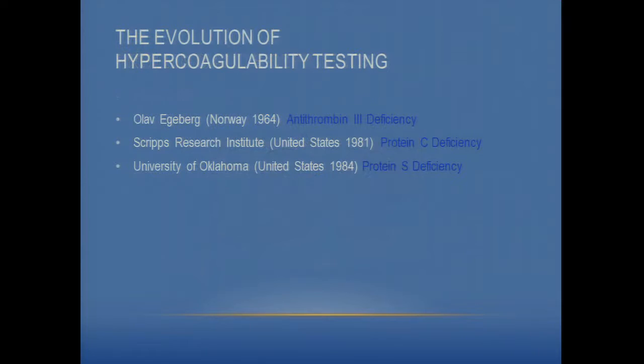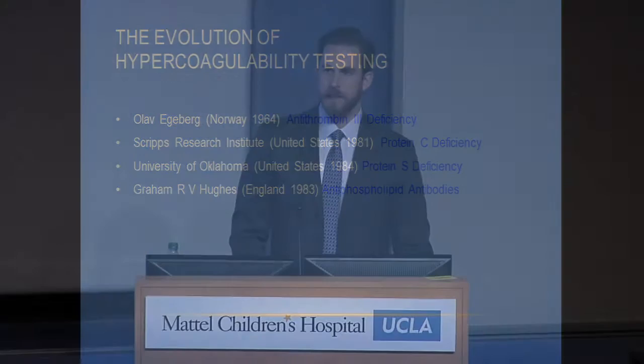Moving down the evolution of testing, in 1983 in England, there was a doctor who really for the first time wrote an in-depth manuscript about the prevalence of this thing called antiphospholipid antibodies. And scientists all over the world had been studying these for a while, but he was the first one to really put a comprehensive overview of them in the literature. He was studying patients with lupus at the time, and he noted that many of them did have venous and arterial thrombosis, and he was able to isolate these antibodies.